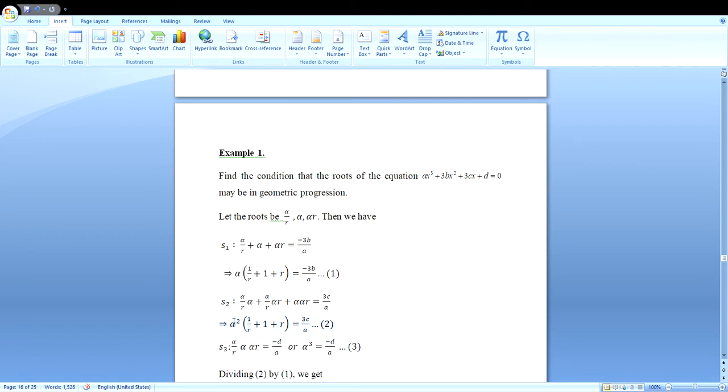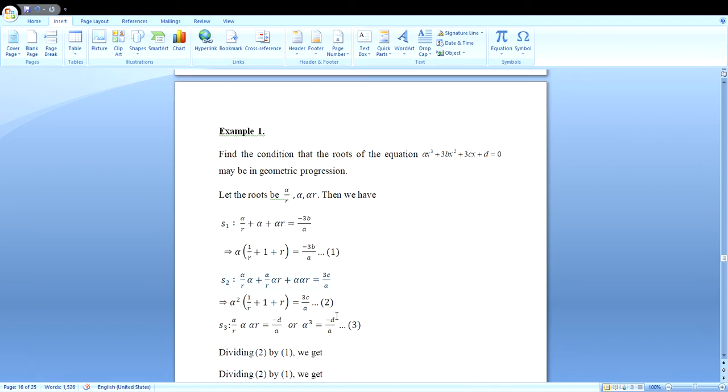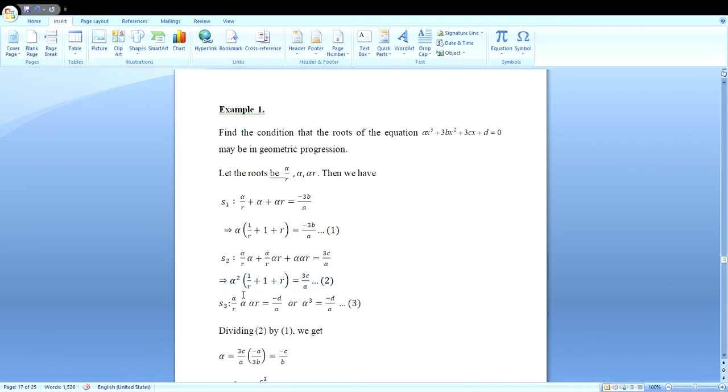Now S2 is the product taking 2 at a time: alpha by r into alpha, plus alpha by r into alpha r, plus alpha into alpha r equal to 3c by a. This implies, taking alpha square outside, alpha square into 1 by r plus 1 plus r equal to 3c by a. Now S3 is the product of all the three roots, that is alpha by r into alpha into alpha r equal to minus d by a, or alpha cube equal to minus d by a.